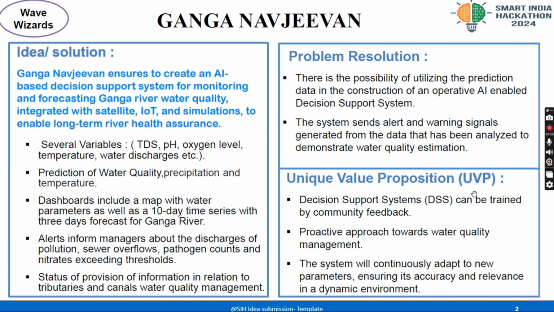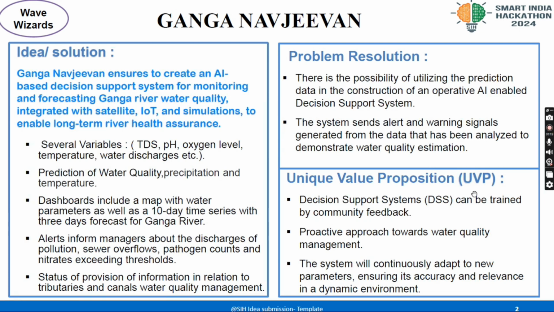In this project, we will be covering several parameters which include TDS, total dissolved solids, pH, whether the water is basic or acidic, dissolved oxygen level, temperature, and several water discharges. Prediction of water quality, precipitation and temperature will also be covered in this app.